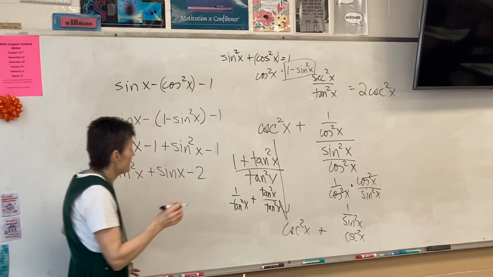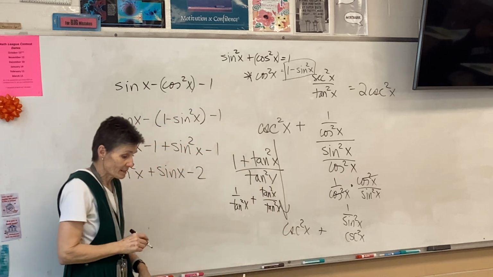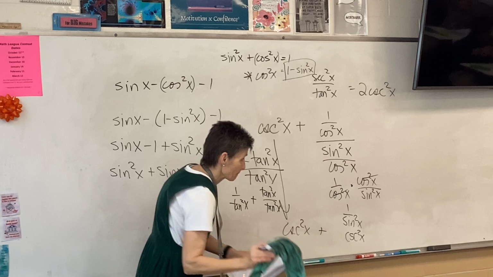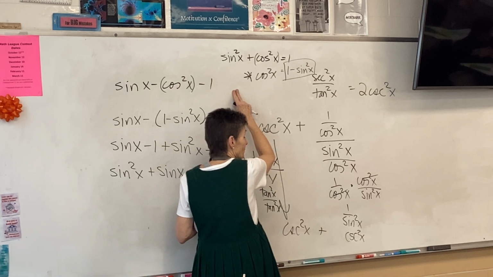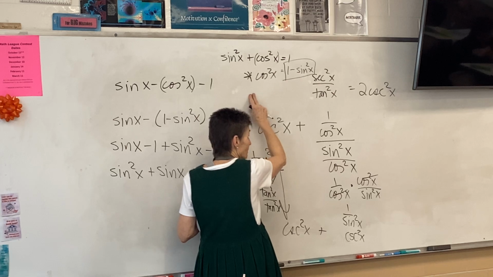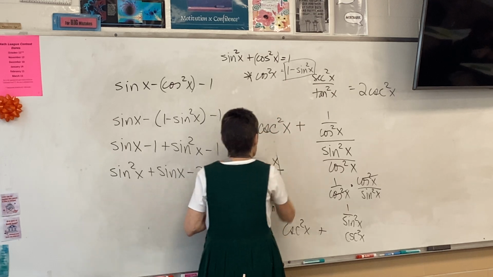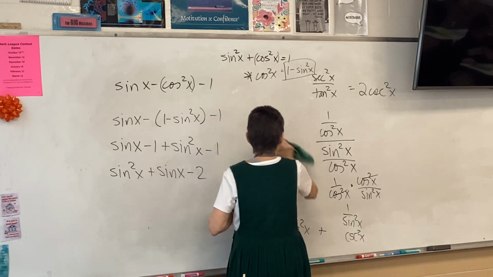But anyhow, it's good that you know this right here: cosine squared is 1 minus sine squared. That will become useful. What would sine squared be? Sine squared would be 1 minus cosine squared. We'll substitute those probably a lot.